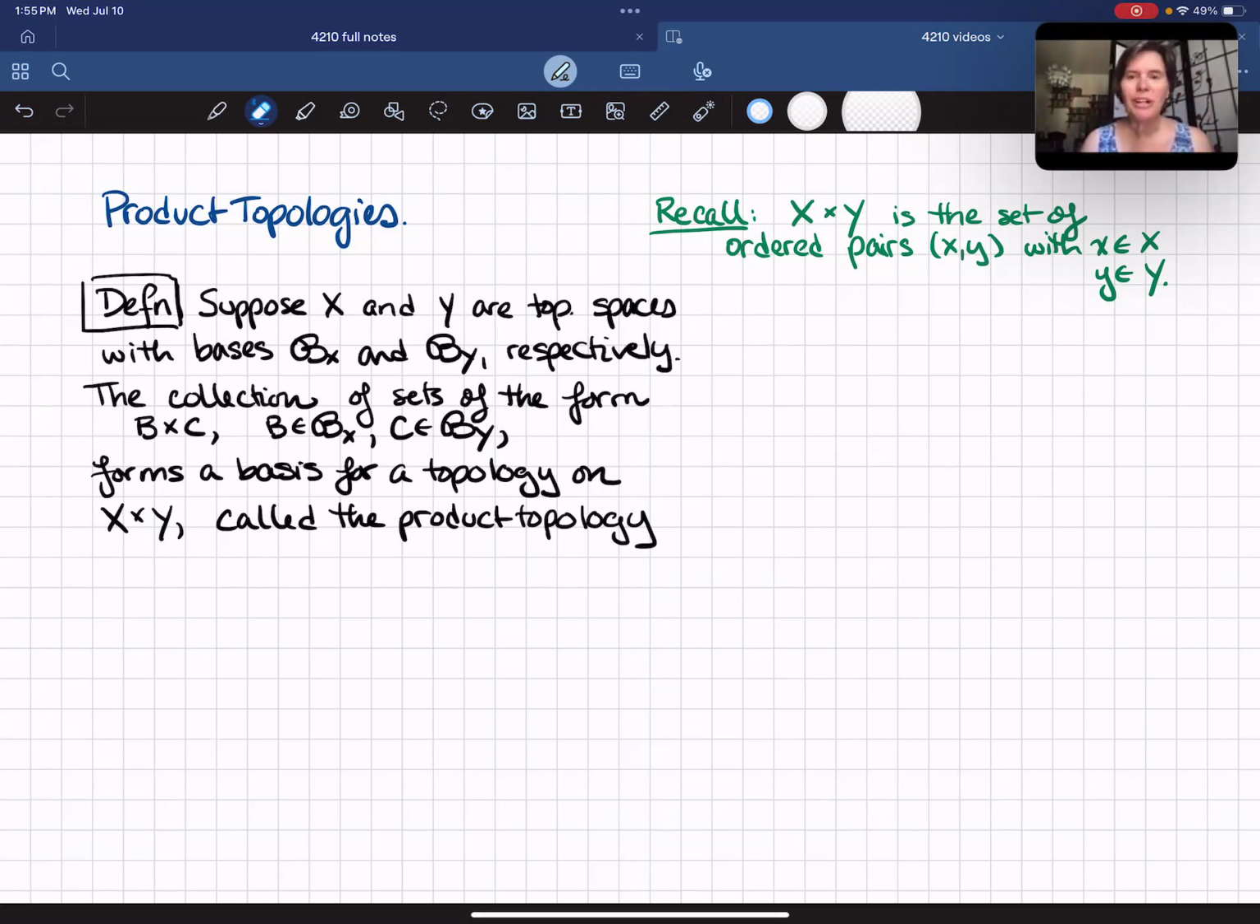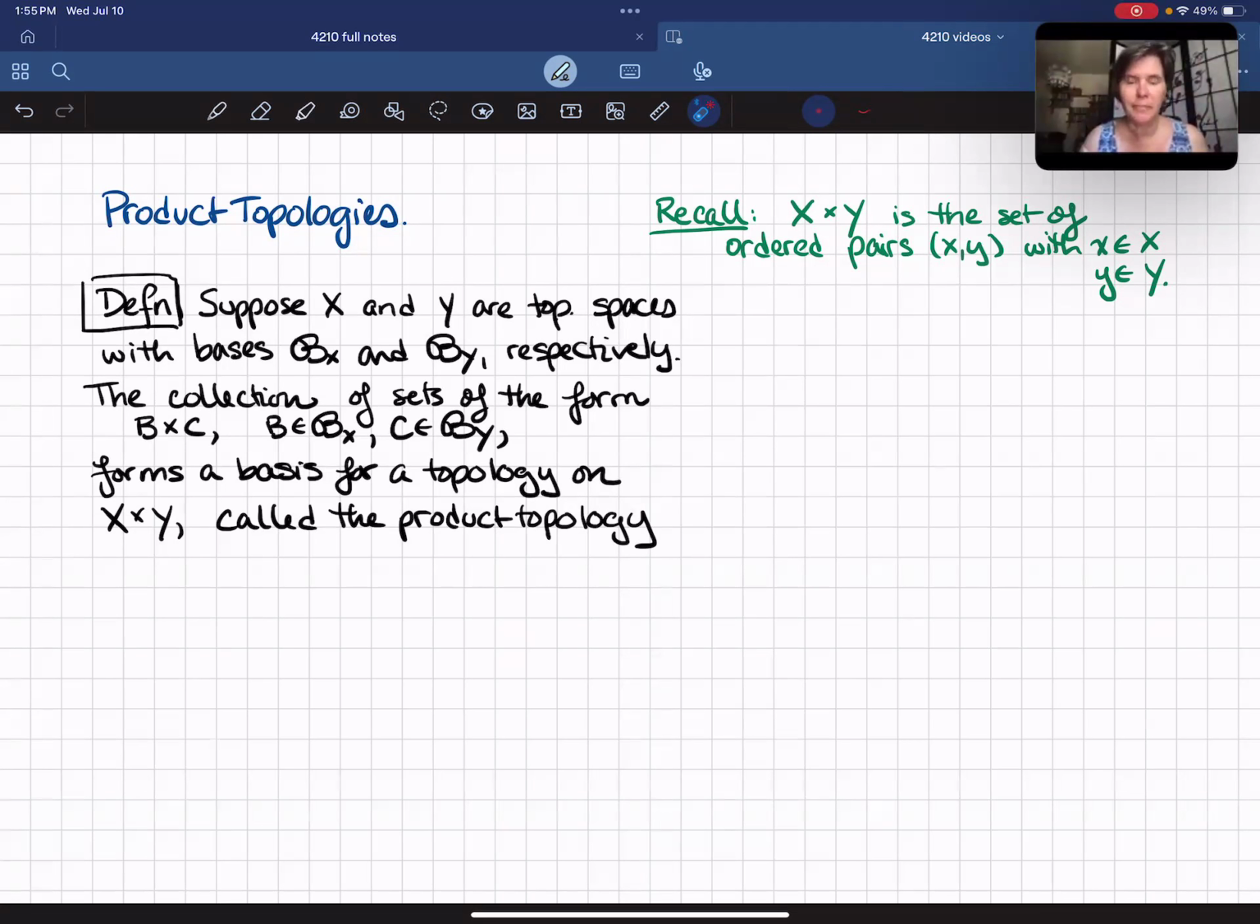So just to recall, the Cartesian product of two spaces is what you get when you take two spaces, X and Y, two topological spaces, or just two sets, X and Y. Then X cross Y is the collection of ordered pairs of the form (x, y), where little x is in capital X and little y is in capital Y. So it's all ordered pairs where the first coordinate is from capital X and the second coordinate is from capital Y.